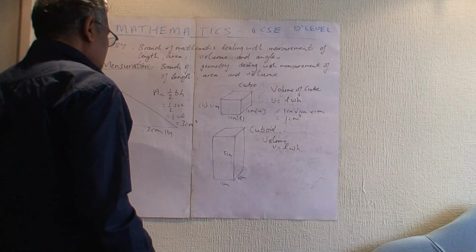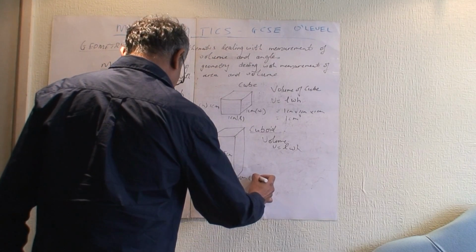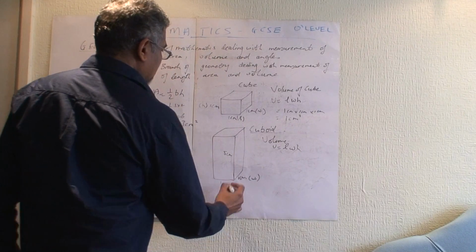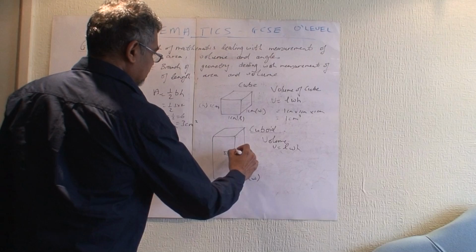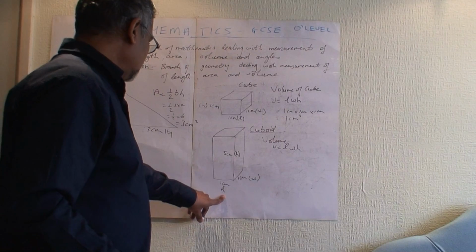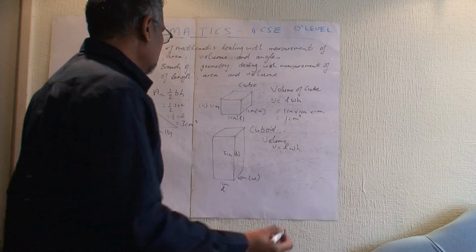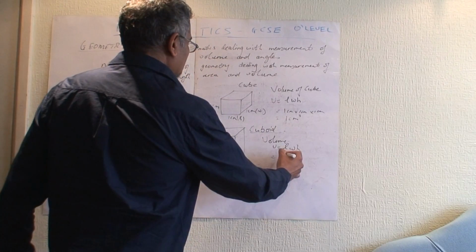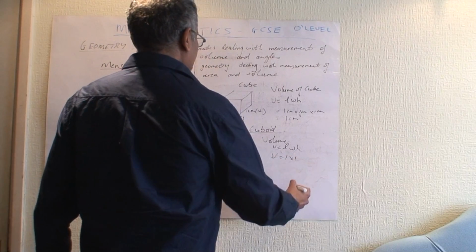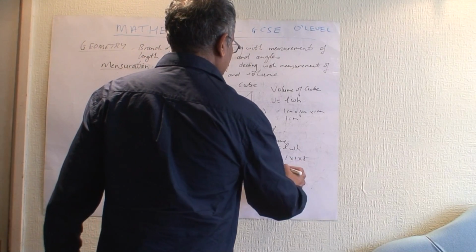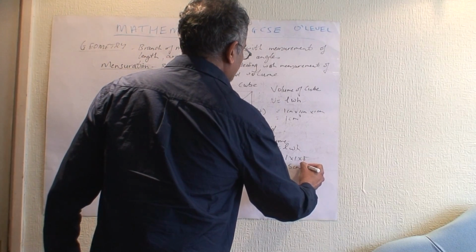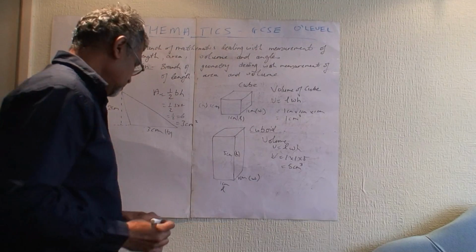We call this one the width, and this one the length, and we call 5 the height. 5 centimeters height, 1 centimeter the length, and 1 centimeter the width. So the volume is going to be 1 centimeter multiplied by 1 centimeter multiplied by 5 centimeters. That's 5 centimeters cubed. Let's remember to put the cube in.